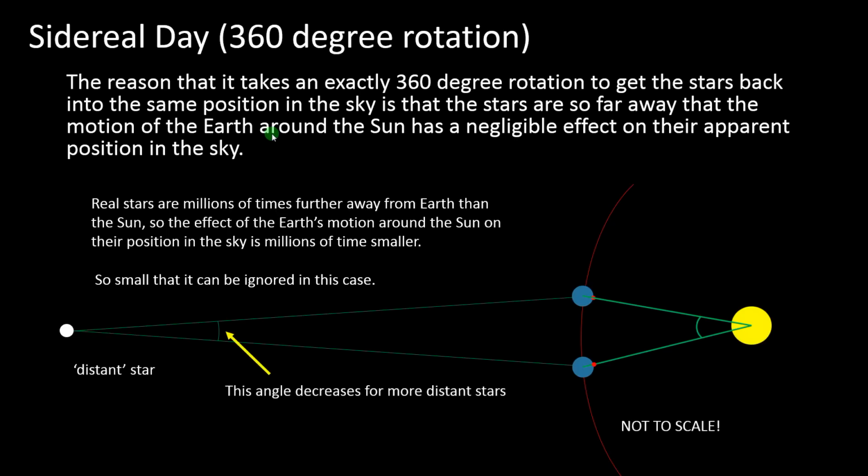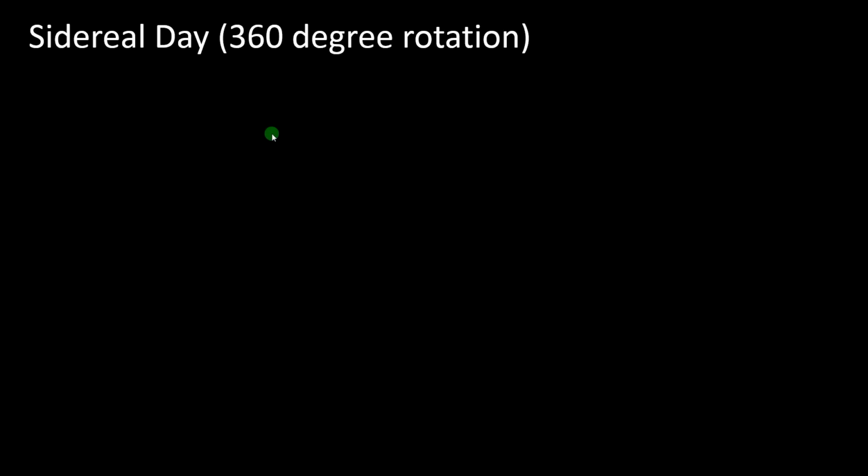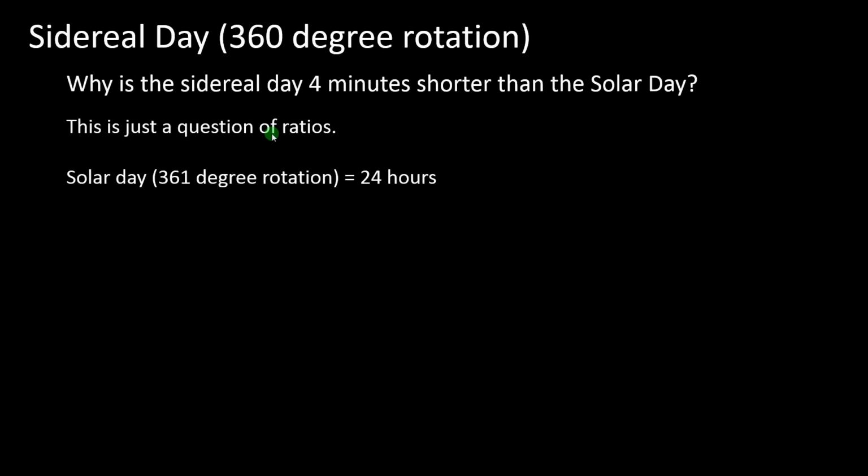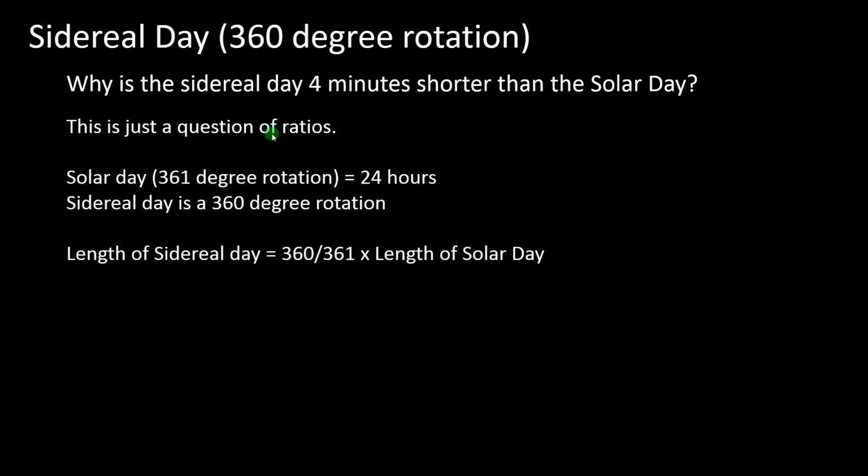Okay, so the angle decreases for more distant stars. Obviously, this is not to scale. So sidereal day is therefore a 360-degree rotation. Now, if you think about it, if the solar day is a 361-degree rotation, and the sidereal day is a 360-degree rotation, then the reason that the sidereal day ends up shorter is just a question of ratios. The Earth's rotated less far, so it takes less time. How much less time? Well, it's 360/361 of the solar day, right? That's just a ratio issue, okay?